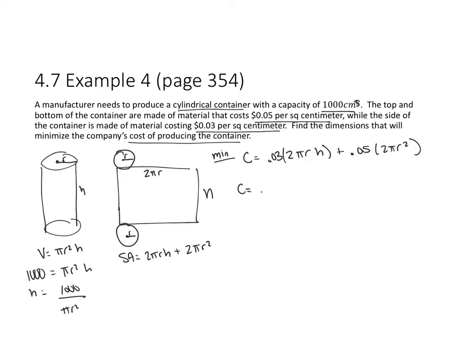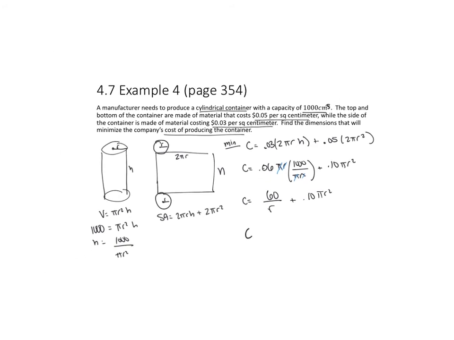So I have 3 times 2, so 6 cents, times pi times r, and then 1,000 over pi r squared. We'll come back and simplify that in 1 second. And then 10 cents times pi r squared. So my pi's will cancel and 1 r will cancel. And I'm still left with 1 r in the denominator. So I'm going to write that as 60 over r plus 10 cents pi r squared. And since I will be finding the derivative of this, it will be much easier for me to rewrite this as 60 times r to the negative 1.